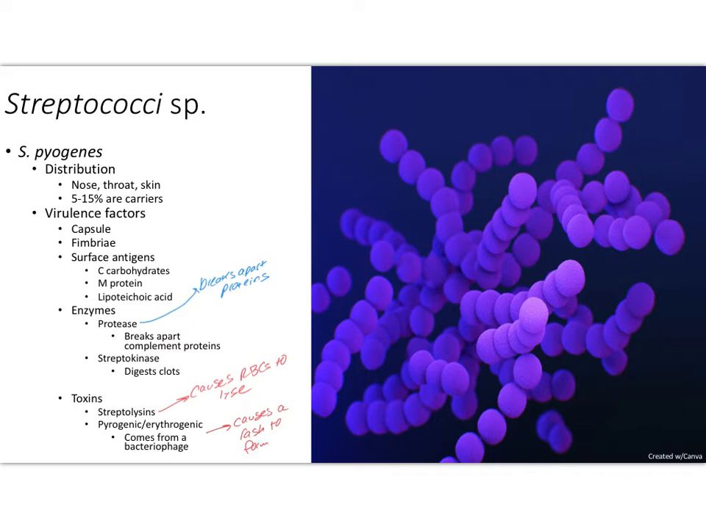So this type of toxin is only produced if the bacteria has previously been infected with a bacteriophage. If it hasn't, then it can't produce this toxin. But if this bacteria has been infected with a bacteriophage, it gains this new characteristic or this new trait, and it can produce this toxin, which causes this massive rash to form on the body and typically helps increase the fever that we have as a result of this infection as well.